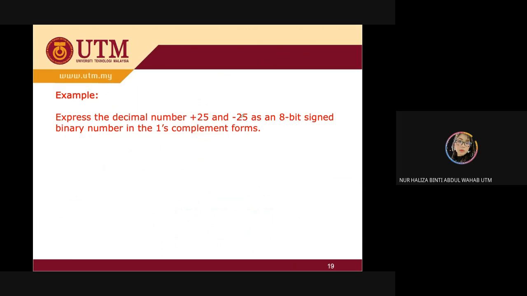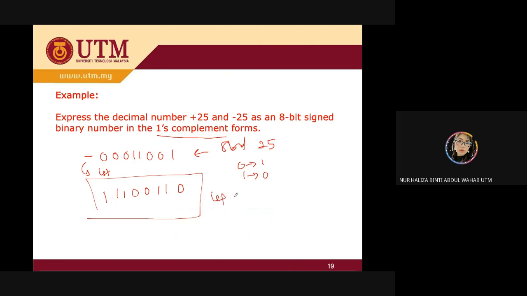But when we have 25 for negative, first we will write 25 in terms of 8 bits. This is 25 in 8 bits and we put negative. Because it's negative, I want to change to first complement. What method do I need to apply? I need to apply 0 to 1, 1 to 0. So I just directly change: 1, 1, 0, 0, 1, 1, 1. This is my first complement.